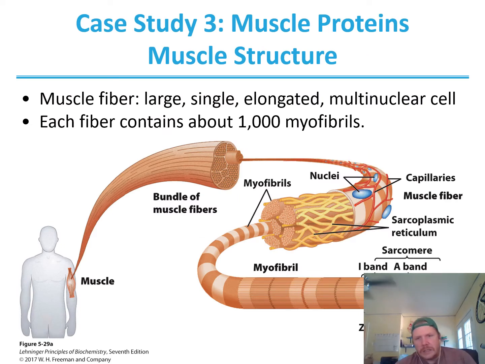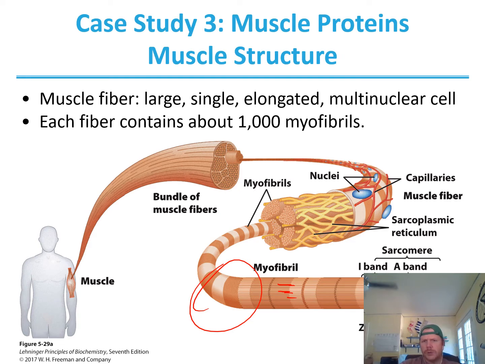So our third case study for looking at protein function is to look at muscle proteins, and the structure of those muscles. A muscle fiber is a large, single, elongated, multinuclear cell. Each fiber contains approximately 1,000 myofibrils, and here is an individual myofibril. I realize my head is blocking the actual proteins within there, but it's these long chains and these different colored chains. We're going to look at those in just a second. The things that I'm blocking are the I band, and there's something called a Z disc and an M line.